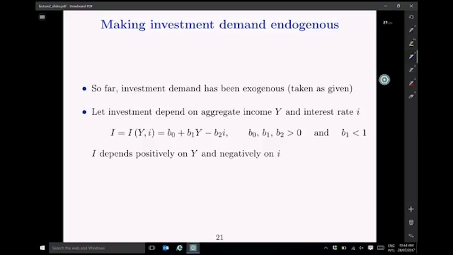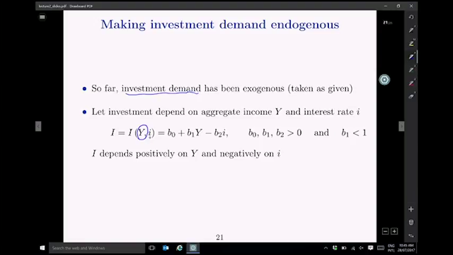So next, so far we have had a very simple scenario where, apart from consumption, everything else is exogenous. Let's take one step further. What if we make investment endogenous? That is, instead of assuming that investment is given, we think that investment also depends on something in the economy. What does investment depend on? Here, we assume another kind of behavioral assumption, that aggregate investment demand depends on two factors.